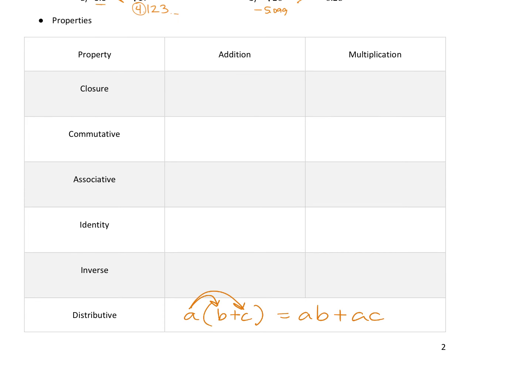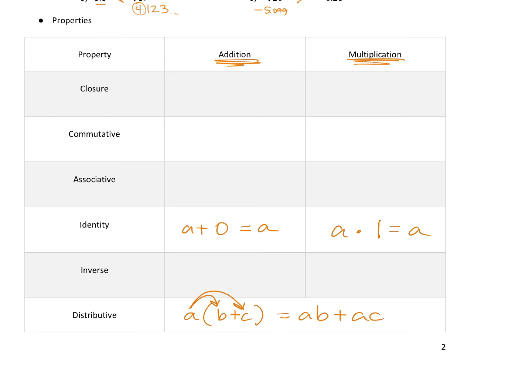So identity property is either A plus 0, so something plus 0 will get you that same thing back, or A times 1 will get you that same thing back. So notice one's addition, one's multiplication, right?